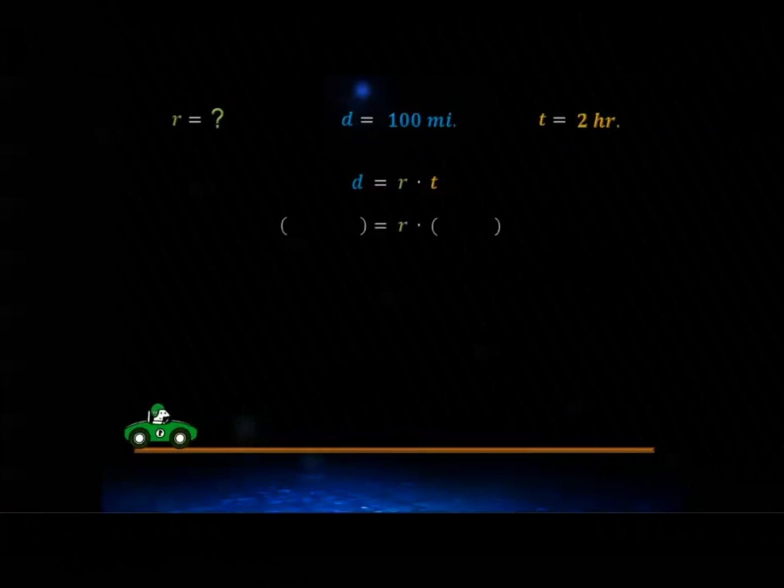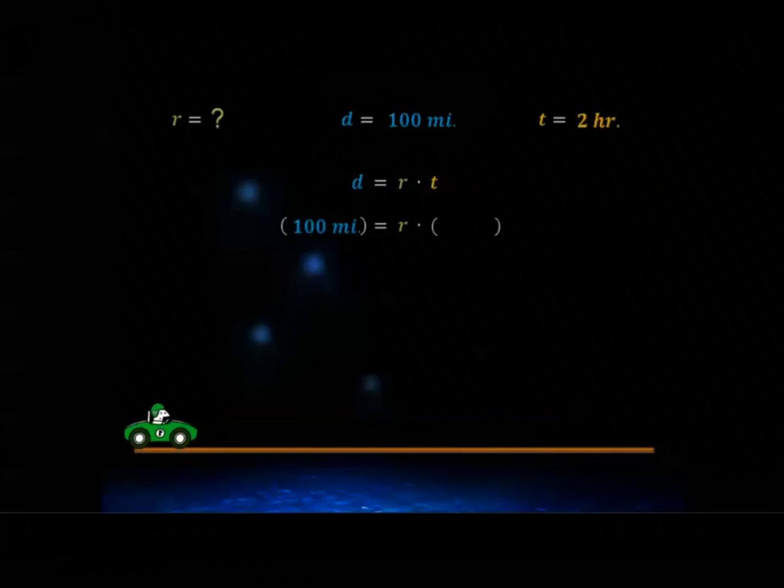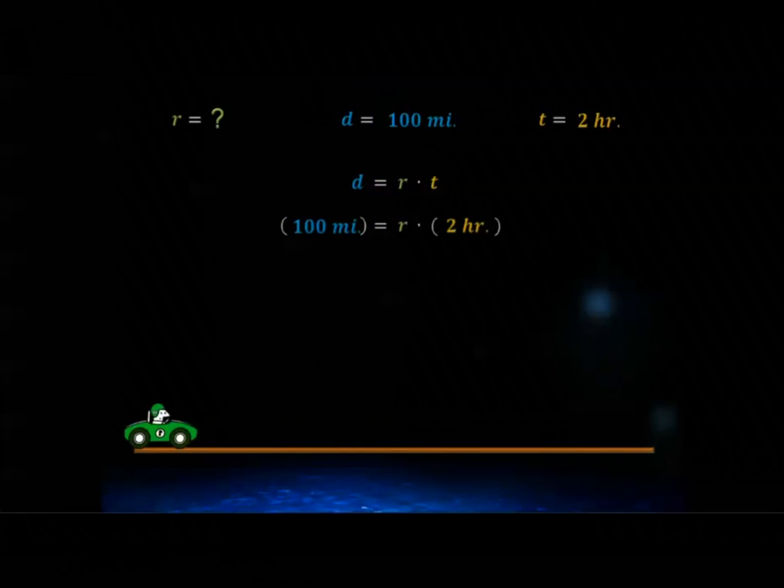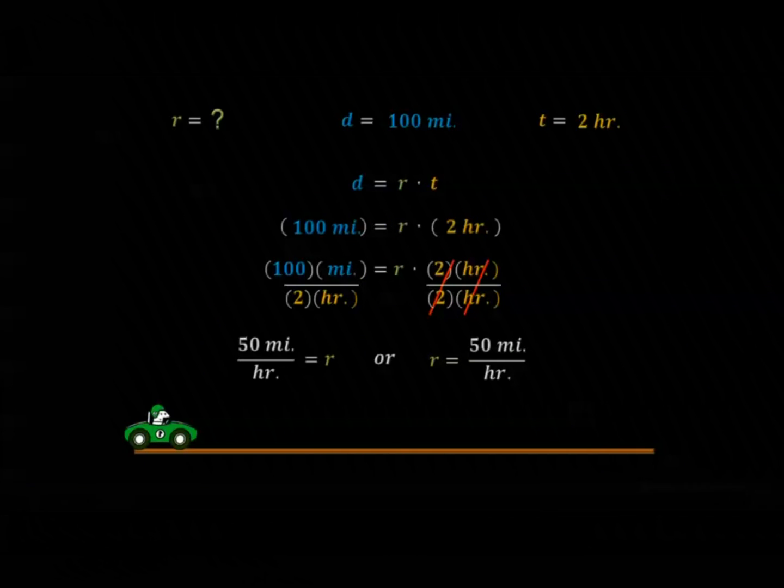So our first step is to replace the distance in our formula with its measure, 100 miles. And we replace the time in our formula with its measure, 2 hours. I've solved for our rate in this problem. And the rate for this object is 50 miles per hour.